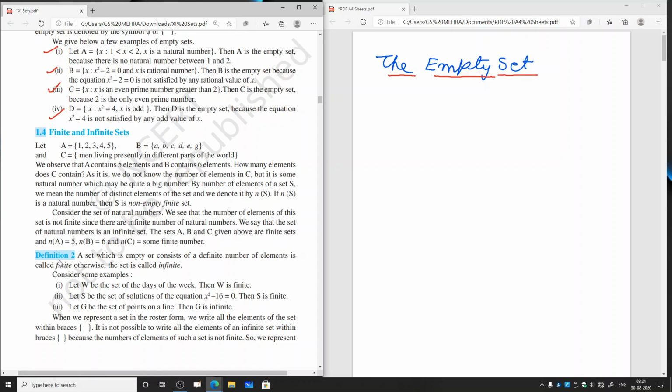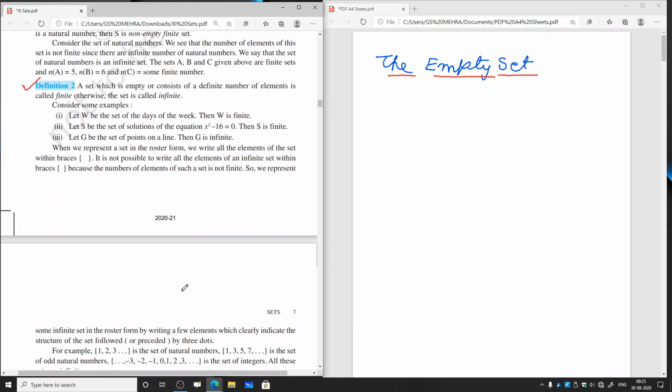So here, definition number 2: a set which is empty or consists of a definite number of elements is called a finite set, otherwise it is called an infinite set. Now in set A there are 5 elements, so we write it like this: n(A) equal to 5, where n(A) stands for the number of elements in set A. Now B equal to a, b, c, d, e, g. How many elements are there? 1, 2, 3, 4, 5, 6. There are 6 elements. We write it as n(B) equal to 6, where n(B) stands for the number of elements in the set B.